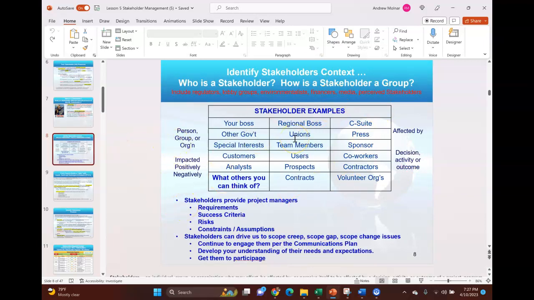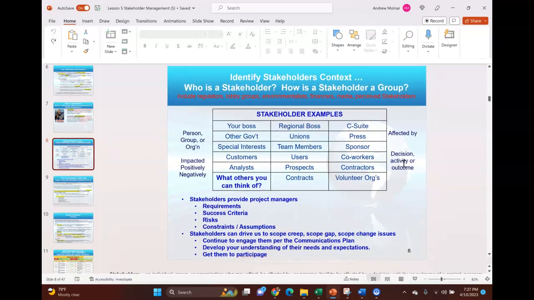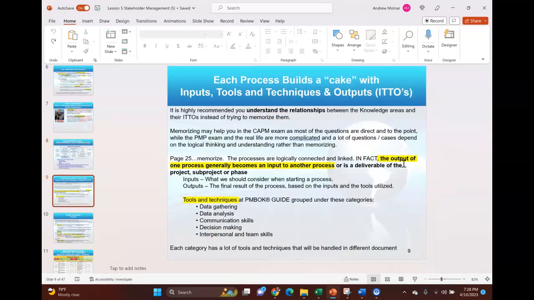I took a military example and I listed a bunch of stakeholders, including some nonprofit organizations, volunteer organizations here. Team members are stakeholders, analysts, other government agencies, your boss. The list goes on and on. You could fill this out. But notice I put the definition of a stakeholder around it. A person, group, or organization impacted positively or negatively, affected by or impacted by a decision, outcome, or activity. This is just meant as an example of where you could get lots of stakeholders from, some examples along the way.